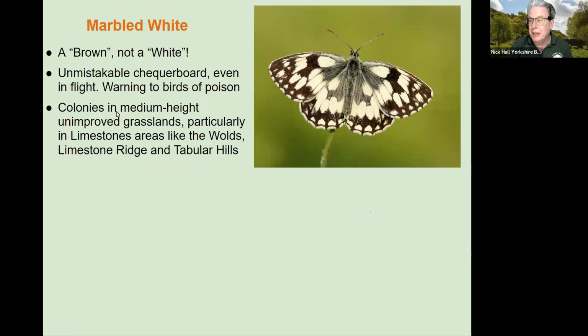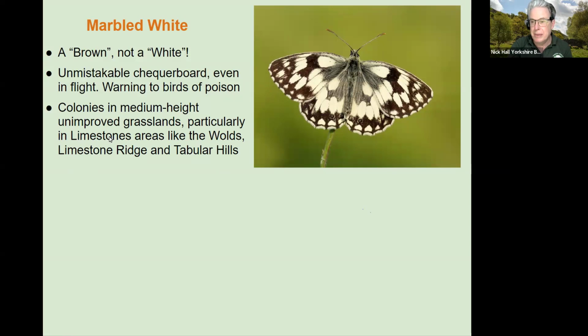Colonies tend to occur in medium height and unimproved grasslands, and of course particularly the limestone areas like the Wolds. And it can be extremely numerous. If you go up into the Wolds in July, it can easily be the most numerous species.